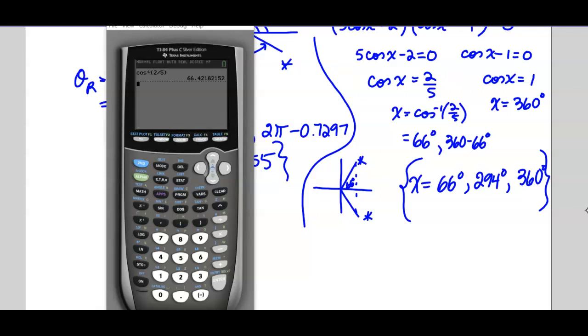Okay, so both of those were between for one rotation. Now the next two, C and D, are general solutions, all real numbers.